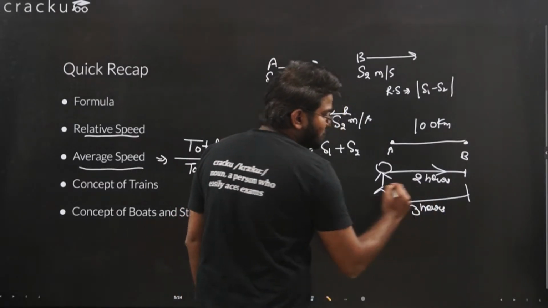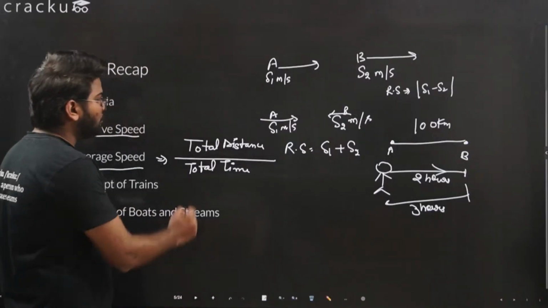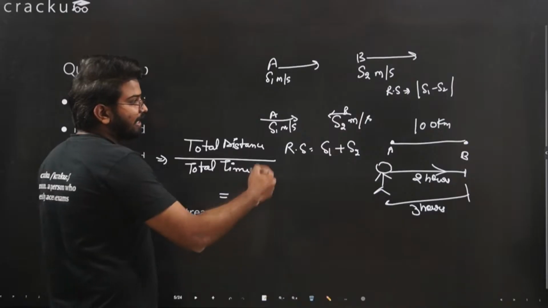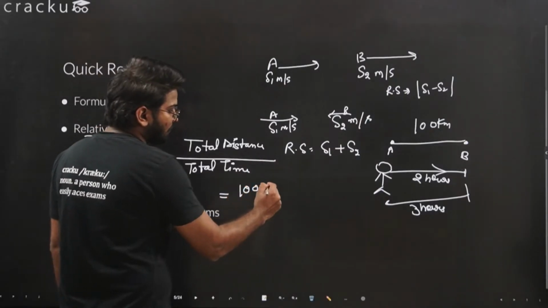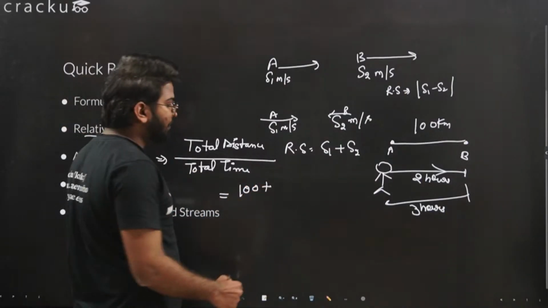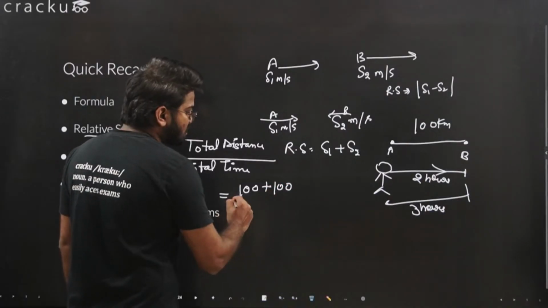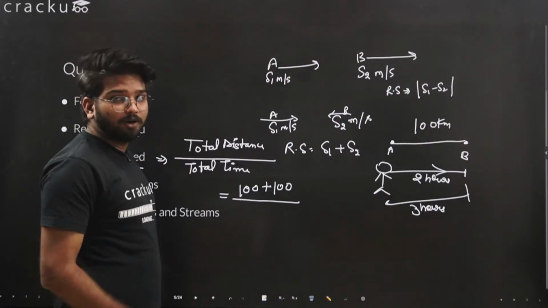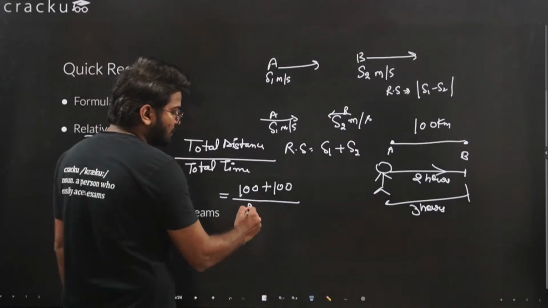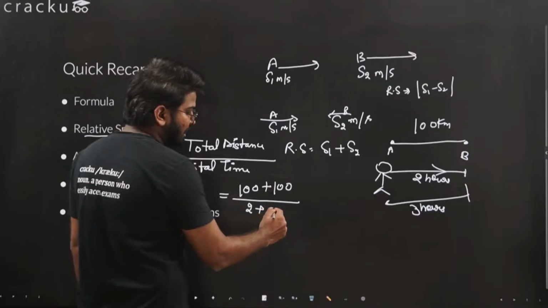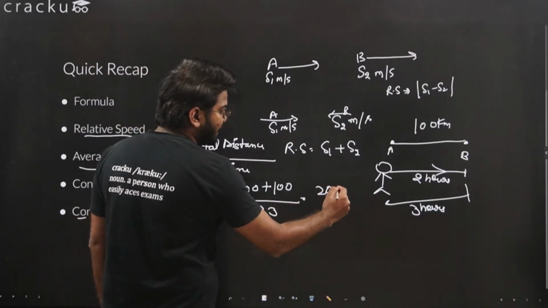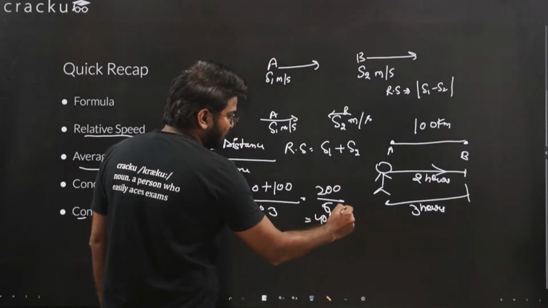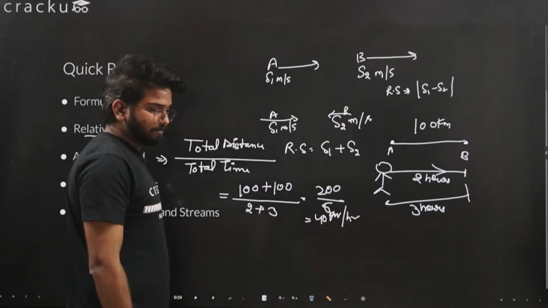So what is your average speed? First, you need to consider the total distance. Total distance is 100 kilometers you are going plus 100 kilometers you are coming back. So total distance is 200 divided by total time taken. While you were going, you took 2 hours. While you are coming, you took 3 hours. So this will be 200 divided by 5, which is 40 kilometer per hour. That is your average speed.